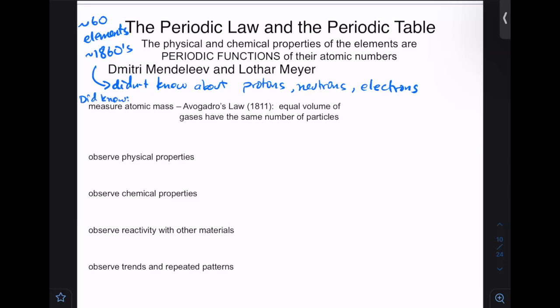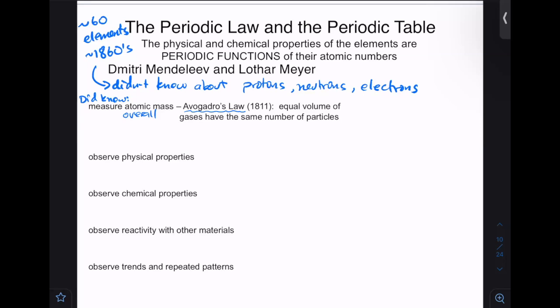They knew a lot, actually. So they could measure the atomic mass. That's the overall mass. It's not the number of protons and neutrons, okay? And they can measure and then look at ratios. And when they look at ratios, they did have something of an advantage there, which was Avogadro's law, which we'll study at the end of this semester with the gas laws. But simply stated, Avogadro's law said that equal volumes of gases have the same number of particles, all right?